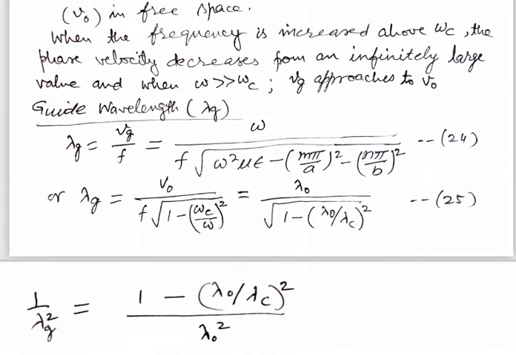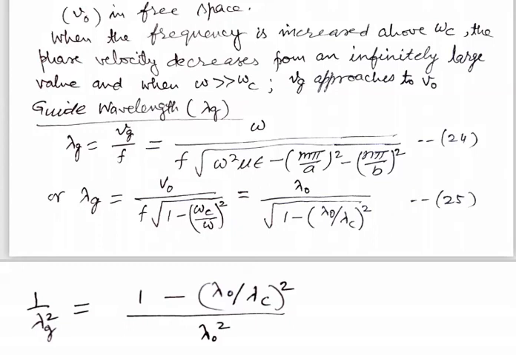Now the guide wavelength lambda g can also be defined by Vg upon f. If we put the value of Vg, which is omega upon beta, and the expression for Vg has already been derived by us, the guide wavelength lambda g can be shown by equation number 25.